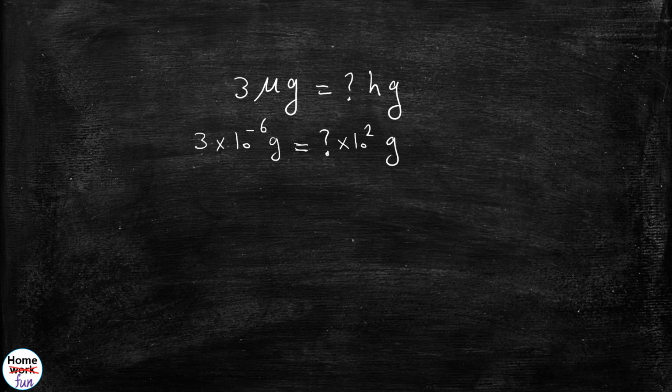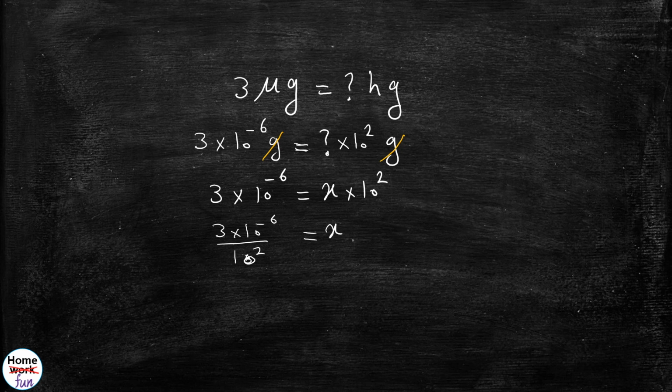Excellent. Let's just cancel the g, divide both sides by g, so we don't need to keep writing that anymore. I'm going to replace the question mark with an x just to make it easier. You can carry on with the question mark as we did in the first example. Now dividing both sides by 10 to the power of 2, you isolate x on one side, so you have 3 times 10 to the power of negative 6 over 10 to the power of 2.